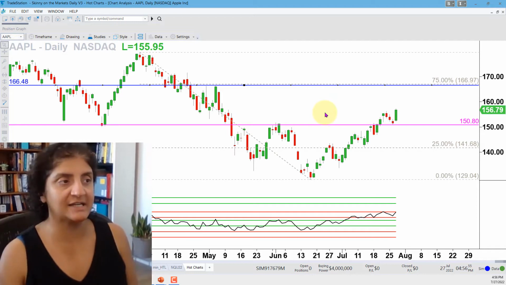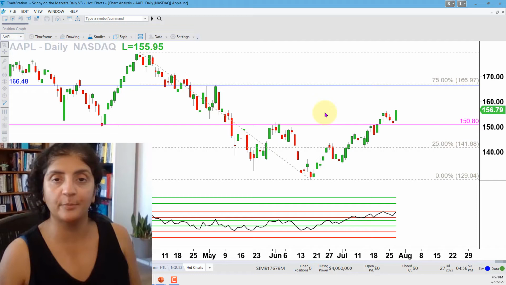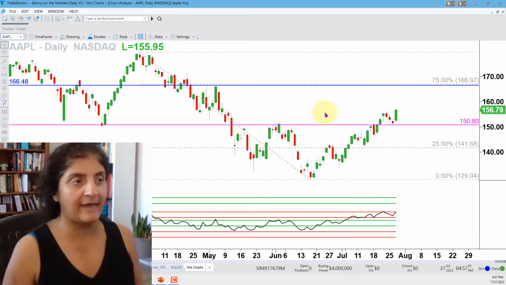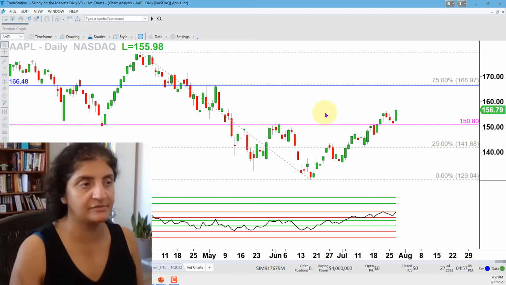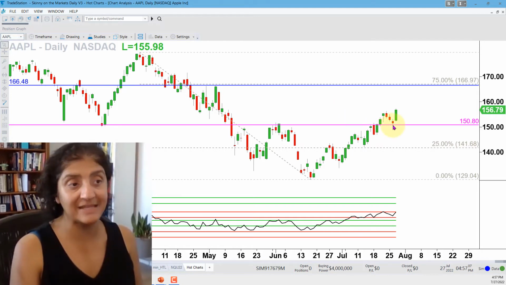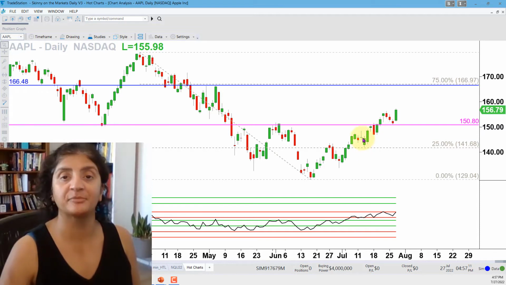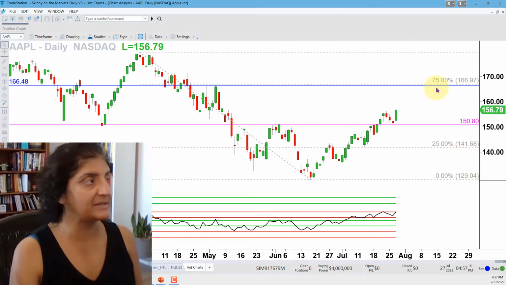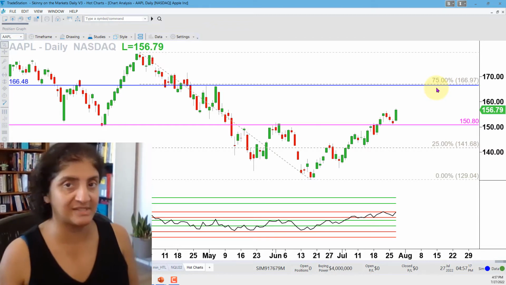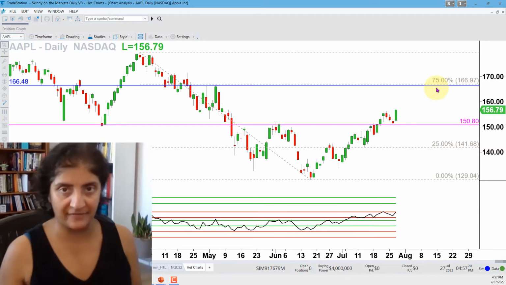But that's within the context of it staying above 150.80. So if you were going to put a new trade on, then you would want your stop, your protective order to limit loss on the trade, to be at least below 150.80. It could possibly be further out depending on how much risk you can afford to put on. And your upside target would be, like I said, 166.48 to 166.97, applying my methods here.